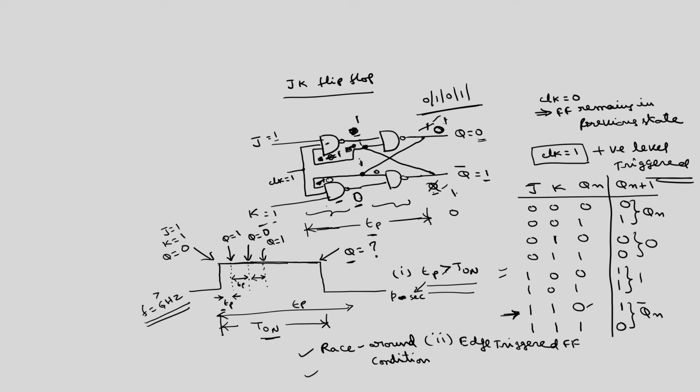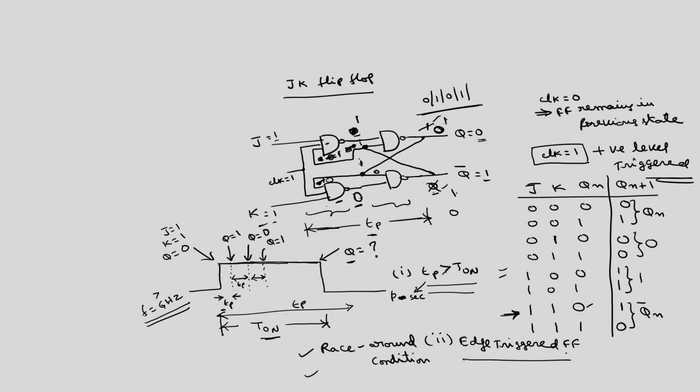Instead of using a level triggered flip flop, if I use an edge triggered flip flop, then the problem with the JK flip flop, which is the race around condition, can be avoided. So, what is this edge triggered flip flop and how is this race around condition avoided? The famous name for this edge triggered flip flop is the master slave flip flop.